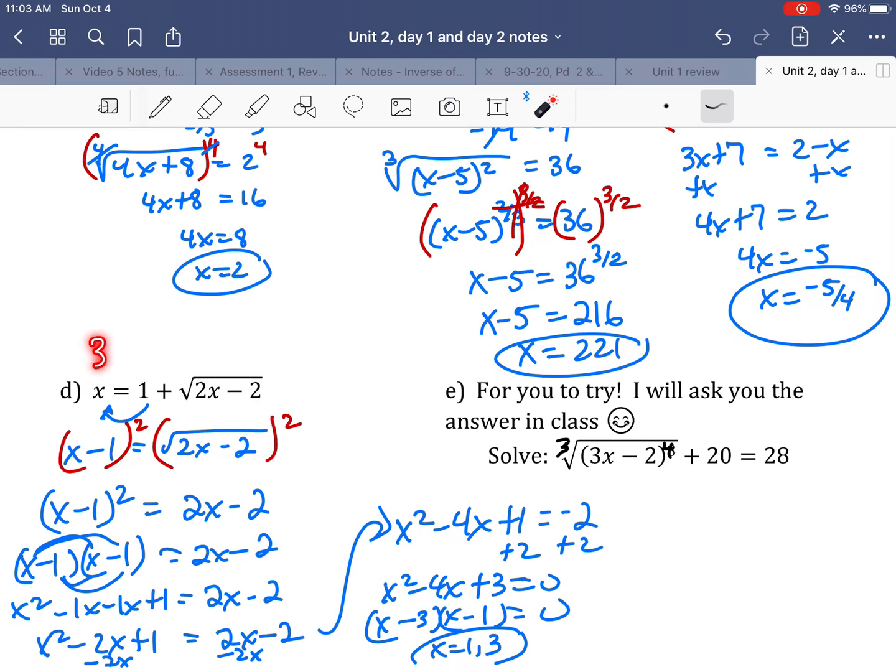Okay, 3. So 3 equals 1 plus radical 2 times 3 is 6 minus 2. So that would be a square root of 4. Square root of 4 is 2. So 2 plus 1 is 3. So that checks out too. All right, so they're both correct.